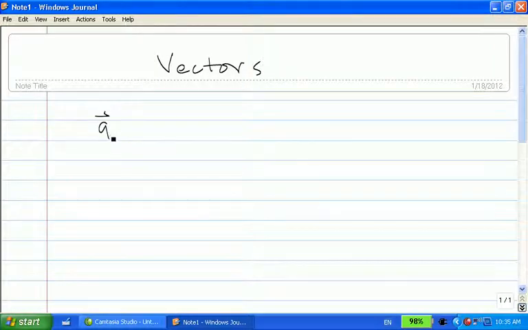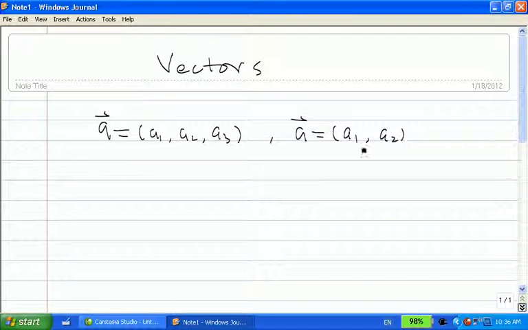The vector in three-dimensional space: I'm going to use A with an arrow on top, which means it's a vector, distinct from a scalar. In the book, they use boldface. A vector in three-dimensional space is a triple, A1, A2, A3. They are scalars. Vectors in two-dimensional space only have two components, A1, A2. Again, they are scalars.